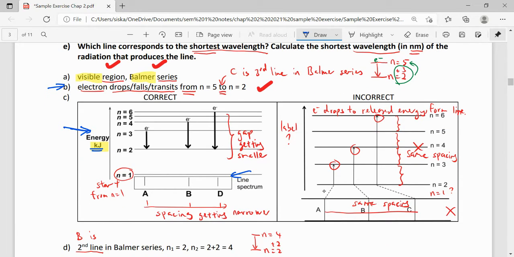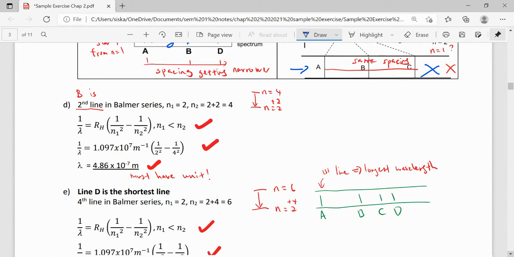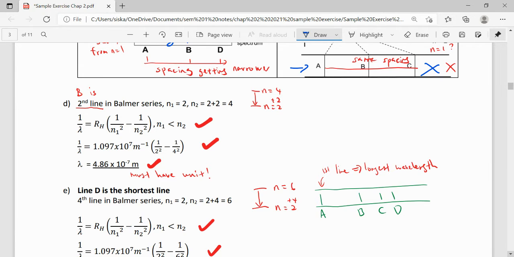Now let's look at this. I give you two pictures to compare because usually students make the same mistake, that is, all the energy levels have the same spacing, so it is incorrect. Line spectrum with all the same spacing is also incorrect. So remember the gap is getting smaller when going up, and the first line, the spacing must be the largest. This one has no problem.